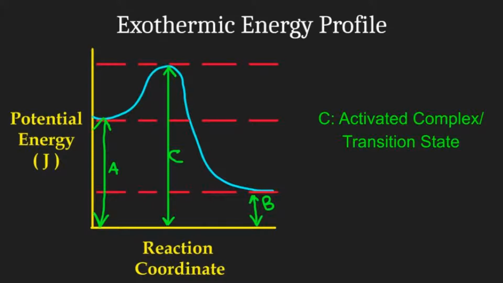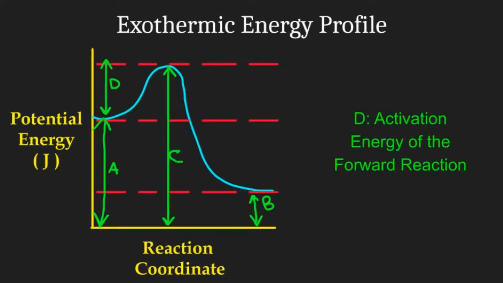This is where our reaction actually occurs, because this is after the upward sloping part, or the activation energy, has been added. As stated on the last slide, to get to that activated complex or transition state, we have to add energy. We call that energy the activation energy. So line D here is the activation energy of the forward reaction.